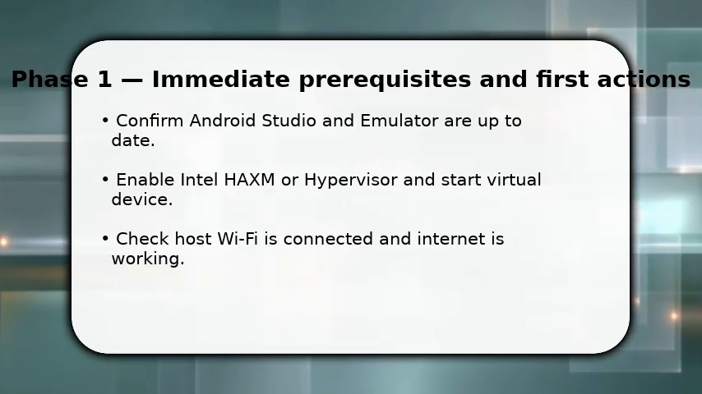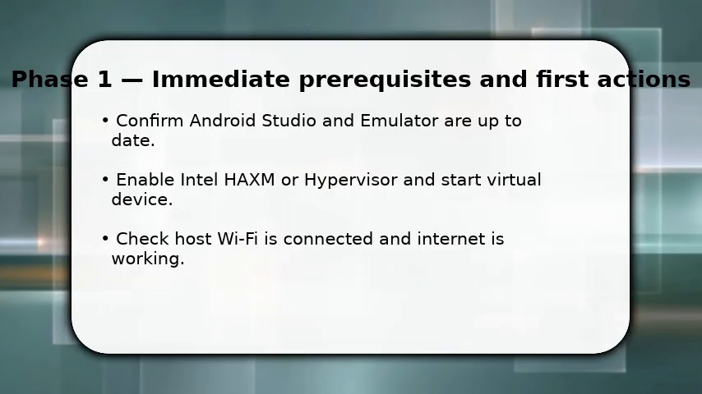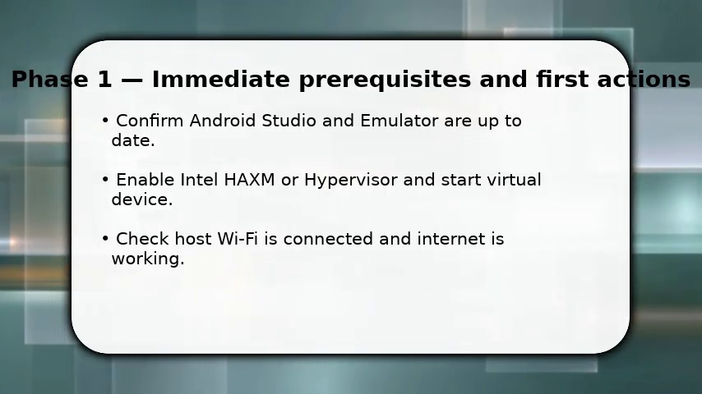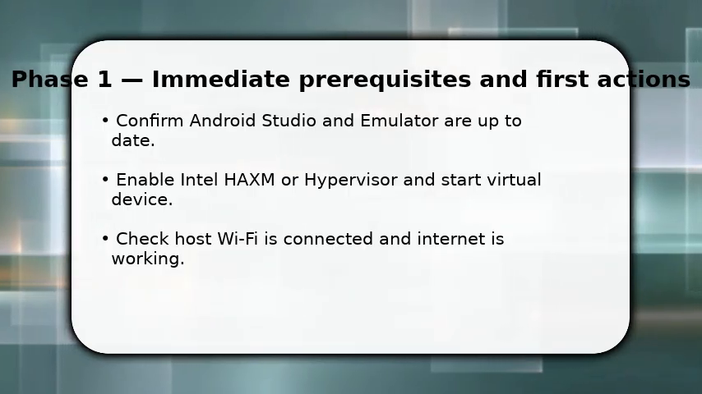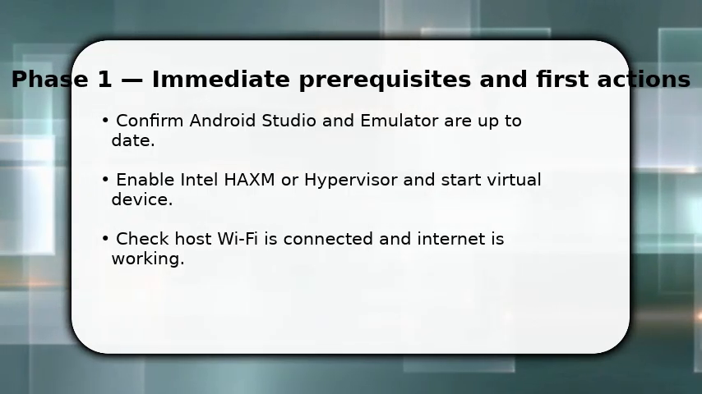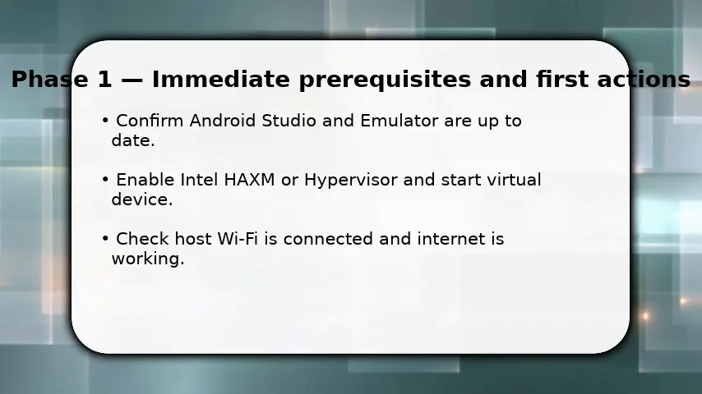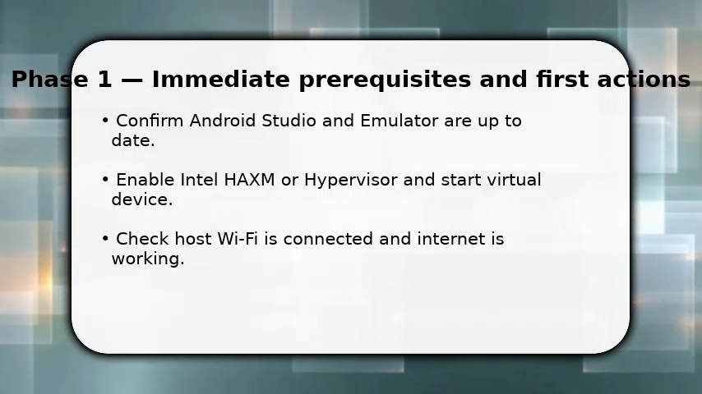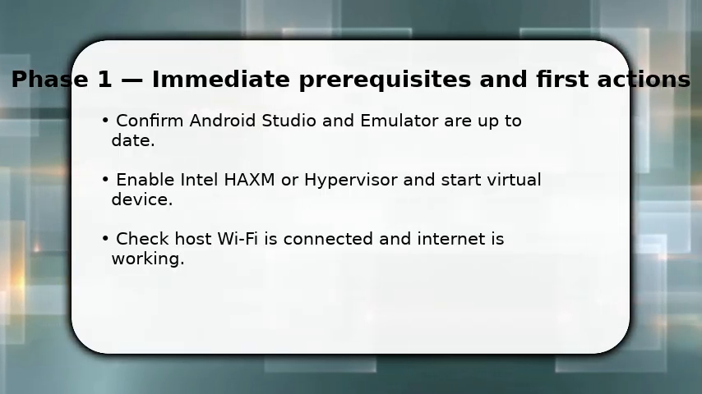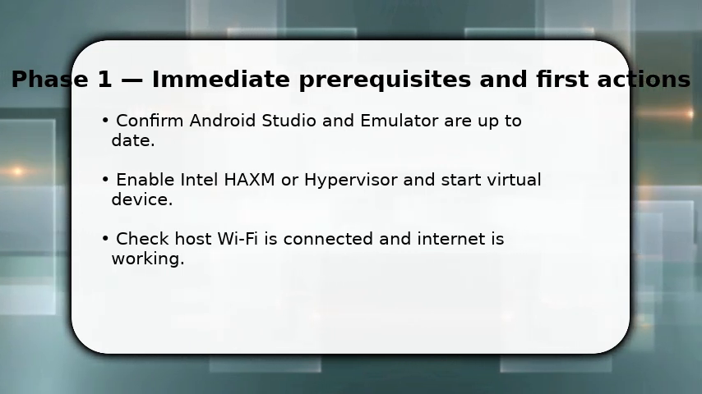Enjoy the video. You begin by preparing the environment so the emulator can use your host network. First, make sure Android Studio and the Android emulator are updated. This prevents driver mismatches. Once done, enable the appropriate hypervisor, Intel HAXM or Windows Hypervisor, and start the AVD. This gives the VM access to networking. Also, verify your host machine's Wi-Fi is active and online. The emulator routes through the host, so a working host connection is required for success.